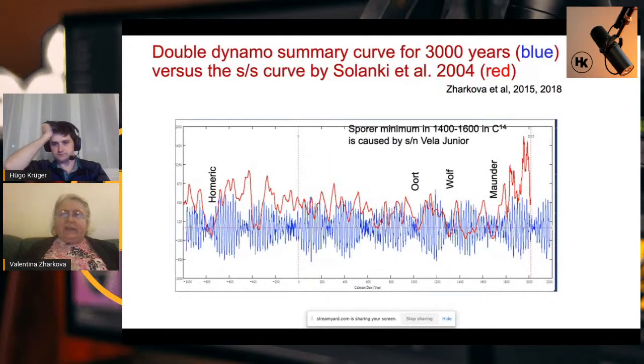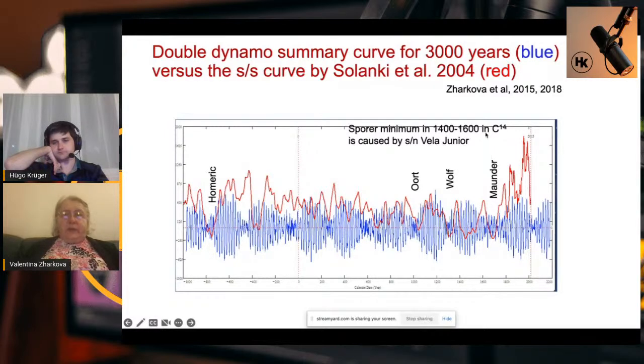If you look here, this is what we found in our prediction: the Maunder minimum, the Wolf minimum, the Oort minimum. The only one we do not have is what they call the Spörer minimum. This is the one we don't have. During the Spörer minimum, we have a maximum here.